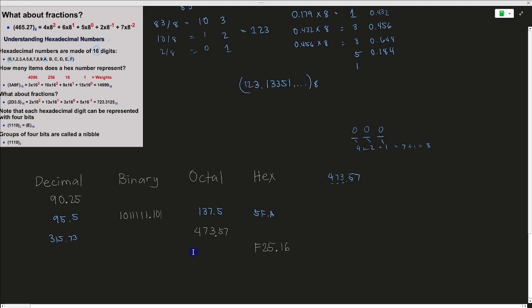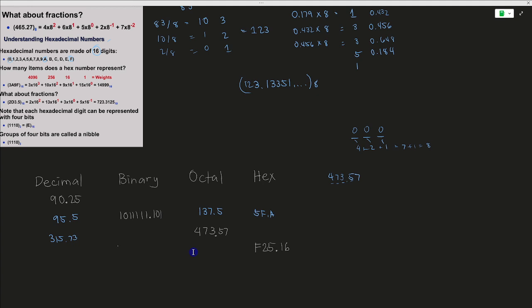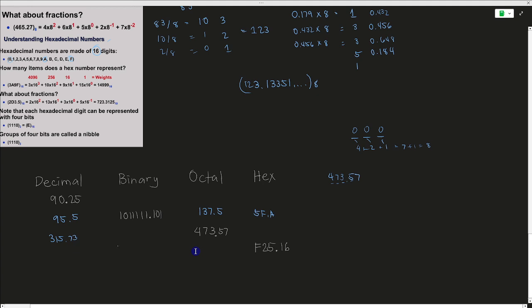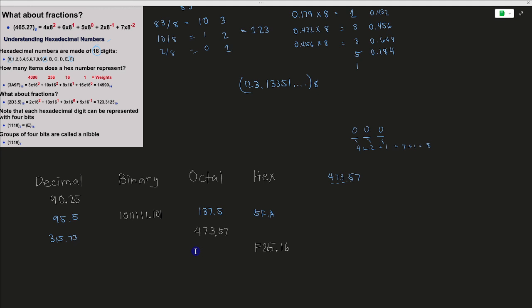Si 473.57, you have to convert that to binary. Okay? So, matrabaho to. Pero, that's why meron tayong calculator. Okay. 473 na decimal, gawin natin binary. 111.011.001. Okay, point. Tapos yung 57 naman, 111.001. Okay, yan na yun.